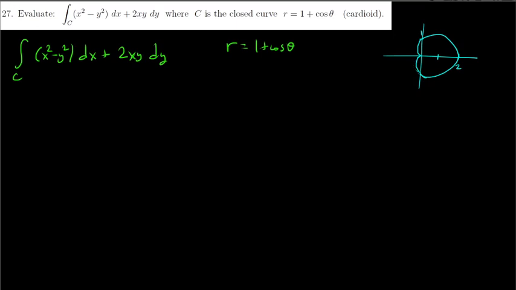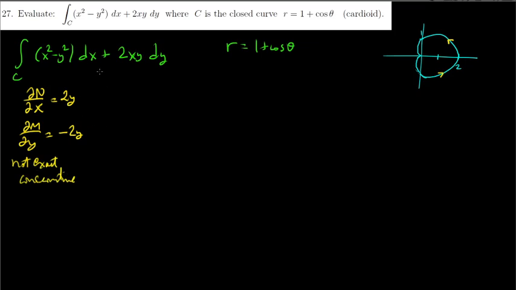All right. So if this vector field were conservative, then because it's a closed curve, presumably we're going counterclockwise, right? Then we would get 0. So is it conservative? Partial of n with respect to x is 2y, partial of m with respect to y is negative 2y. So they're not equal. So this is not conservative, not exact. So no, we probably don't get 0 in that case.